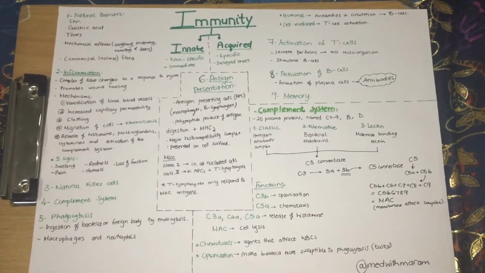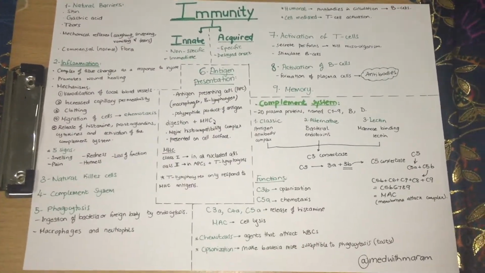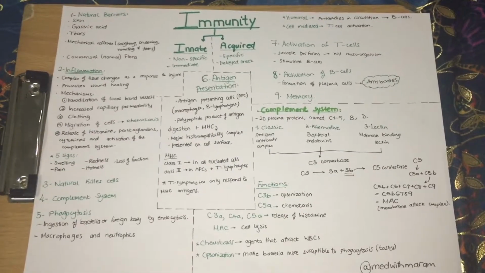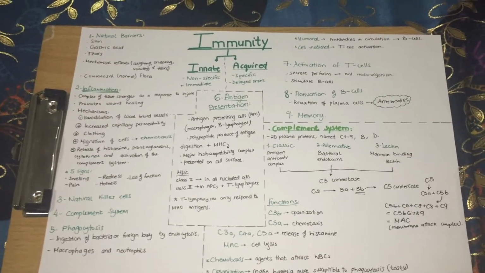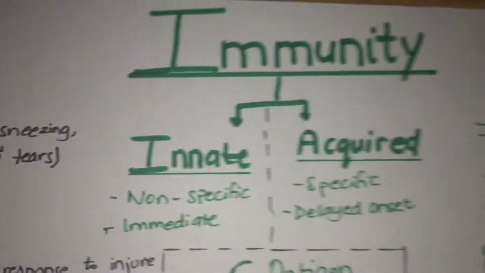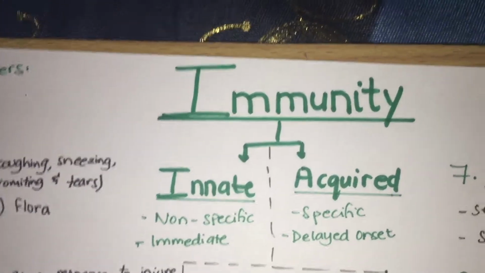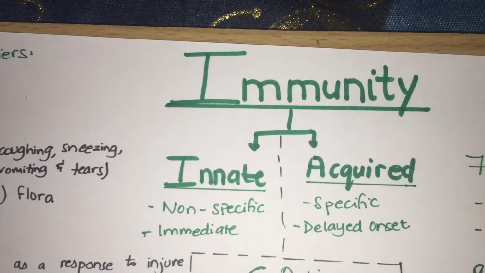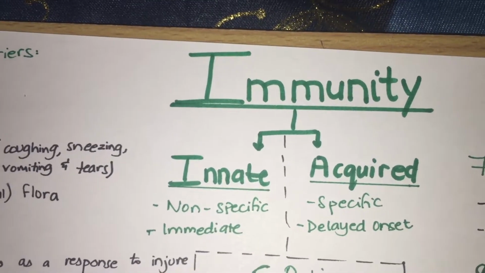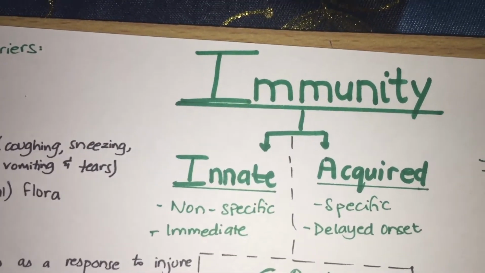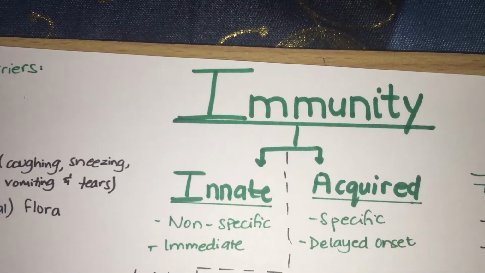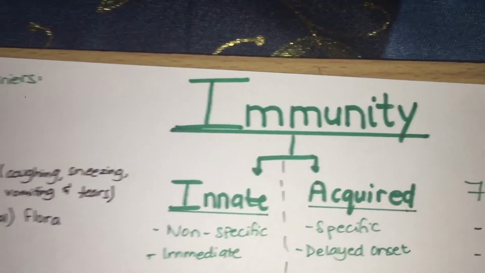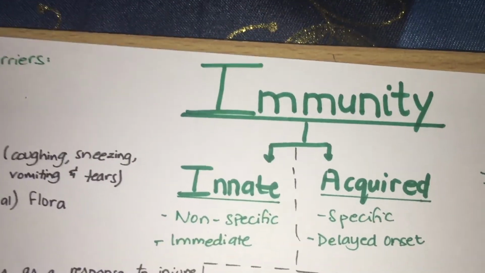Okay, now that we've talked about the cells involved in immunity, I'm going to be talking about the actual process of immunity, just to make this whole diagram clear. With immunity, we have 2 types: innate immunity and acquired immunity. Innate immunity is non-specific and immediate, so it's the first type of immunity. It's the one that hits you first. Then we have acquired immunity. It is specific and has a delayed onset.